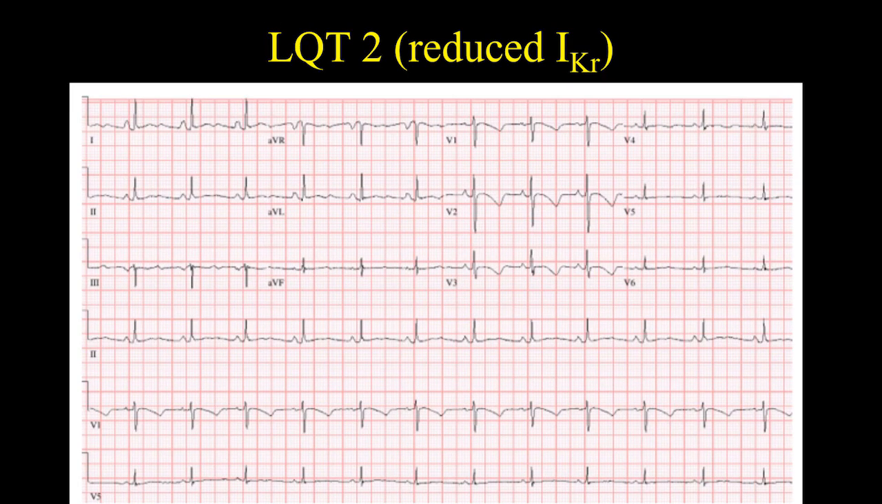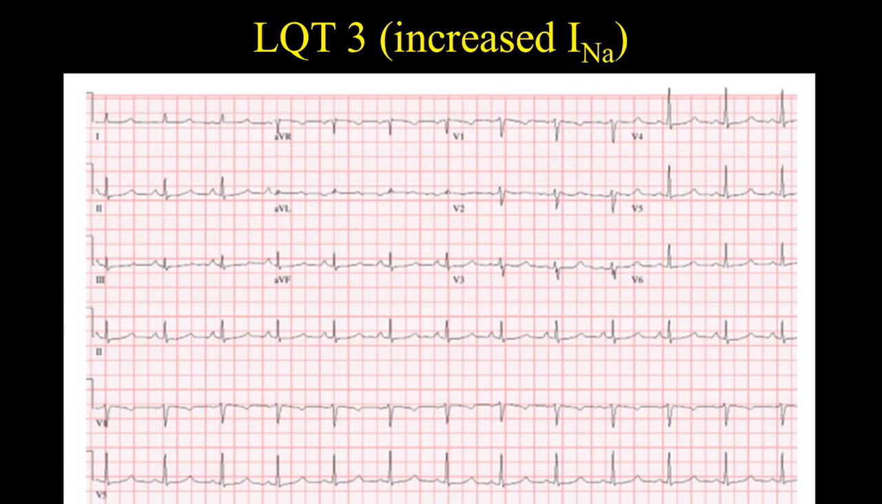This, on the other hand, is long QT2. Long QT2 is related to decreased current of the rapid component of the delayed rectifier. And the EKG here is very characteristic. You see the notches on the T waves. That is very characteristic of long QT2. Now, you can't always be sure by looking at the EKG, but when you see a notch like this, you can be pretty confident that this is long QT2.